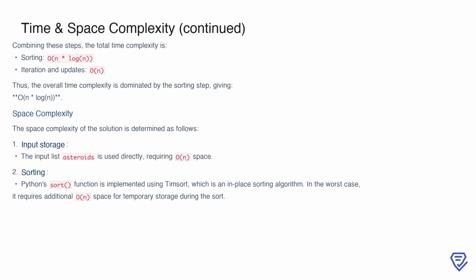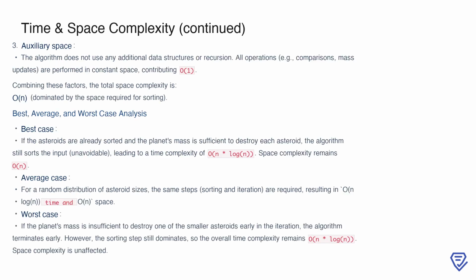Looking at space complexity, the input list asteroids is directly used, which requires O(n) space. Additionally, Python's sort function uses timsort, an in-place sorting algorithm. However, in the worst case, timsort may require O(n) additional space for temporary storage during sorting. Additionally, the algorithm does not rely on any other data structures or recursion. All operations, such as comparisons and mass updates, are performed in constant space, contributing O(1). When we combine all these factors, the total space complexity is determined to be O(n), dominated by the space required for sorting.